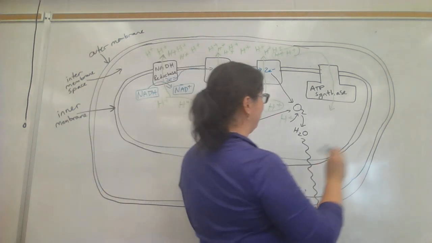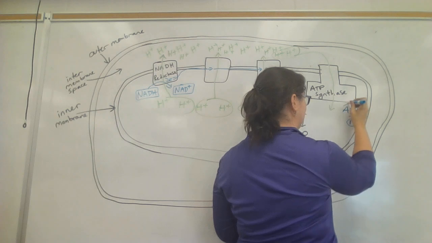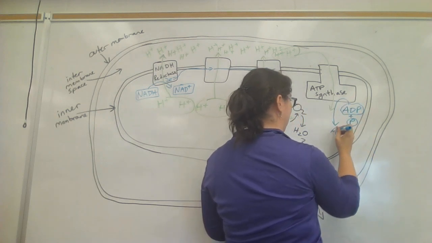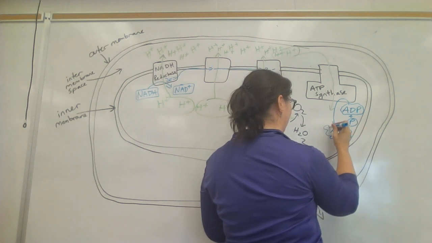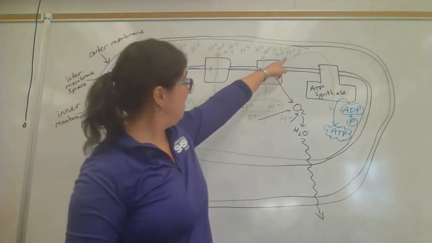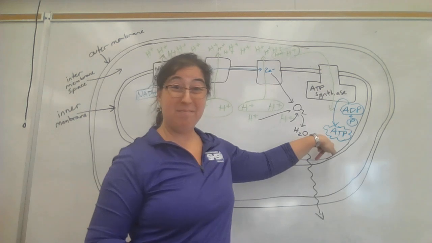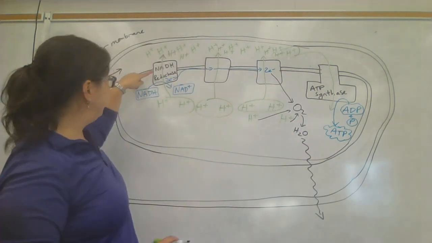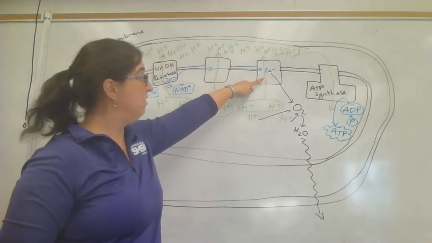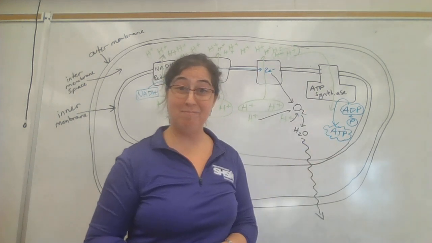So we'll end up with ADP plus a phosphate turning into ATP, which is exactly what we wanted. So for every pair of hydrogen ions that go through, we're going to make one ATP. If you look, we activated 1, 2, 3 of the protein pumps, the transporters. So we're going to make 1, 2, 3 ATP.